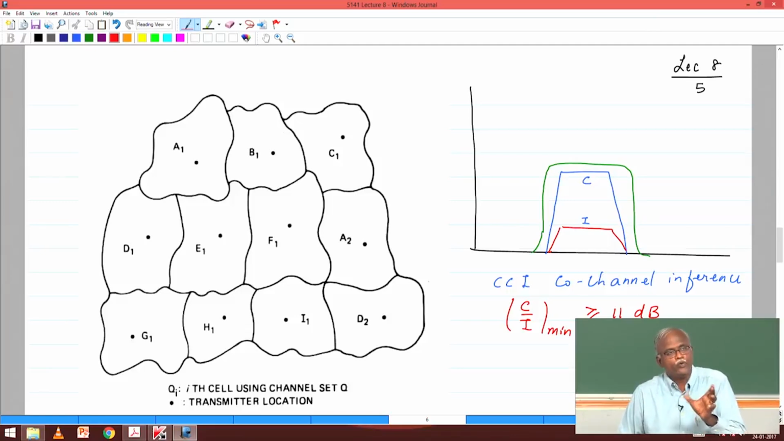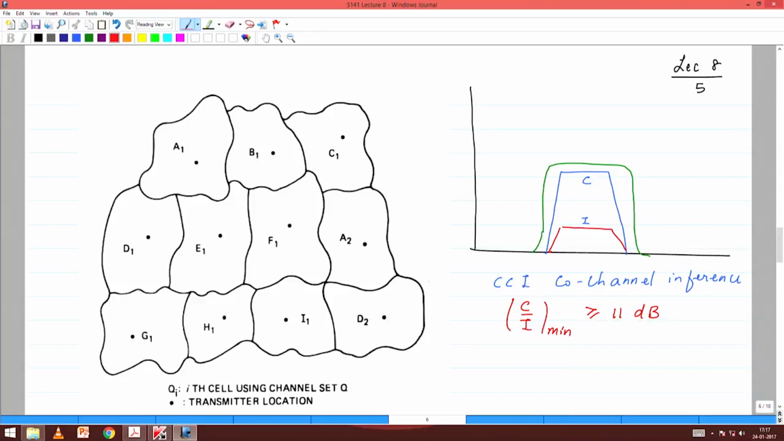So this is your equivalent of receiver sensitivity, but in an interference limited environment. There's no more talk about receiver sensitivity. It just says whatever you do in terms of creating additional cells, make sure that my co-channel interference will never exceed 11 dB. Now what happens if B1 is your immediate neighboring frequency? That would be called an adjacent cell, not a co-channel but an adjacent channel cell.